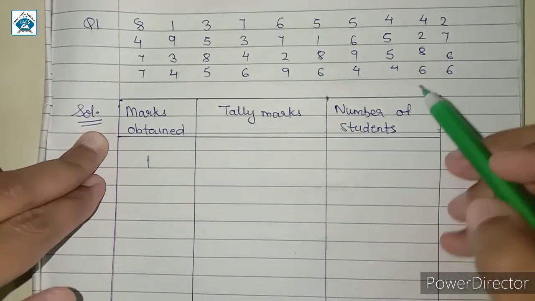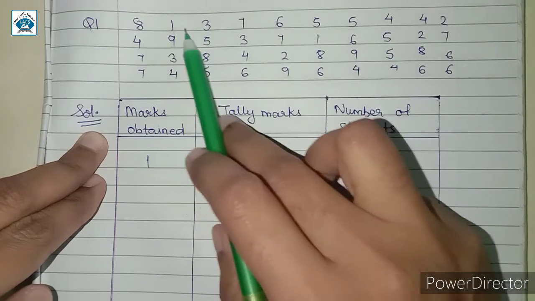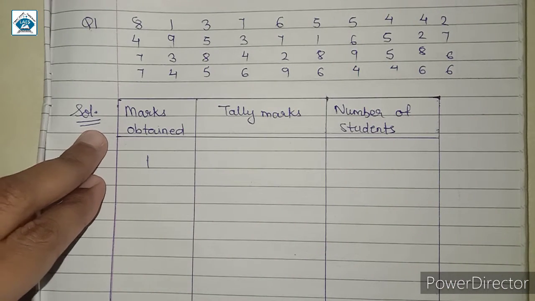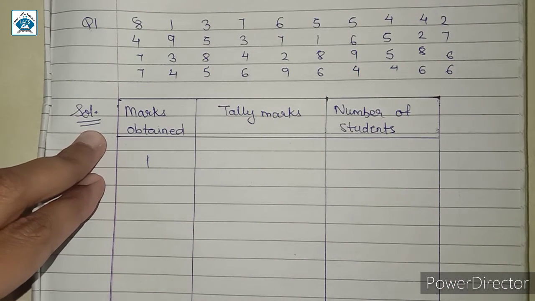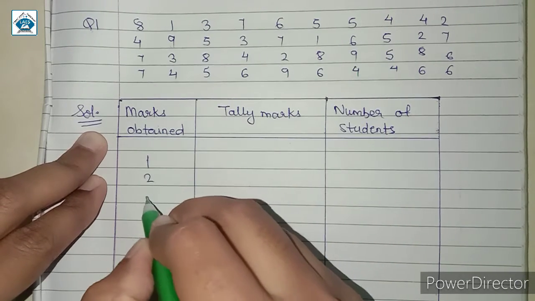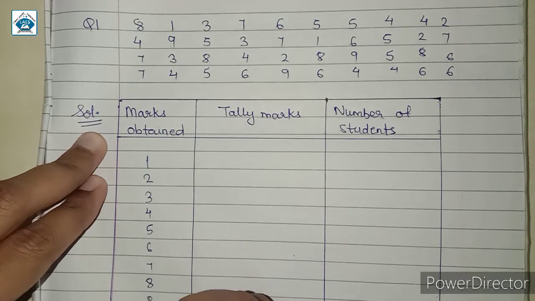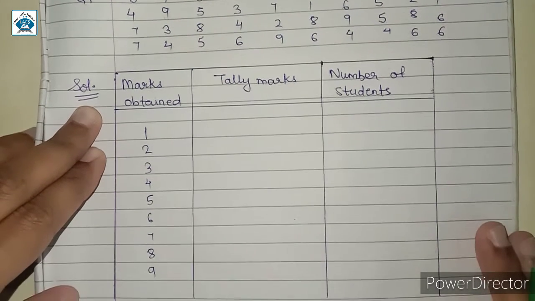And here there is no number greater than 9. We have 9 but we don't have 10. So there is no number bigger than 9 and no number smaller than 1. So the range is between 1 and 9. So we will start from 1, 2, 3, 4, 5, 6, 7, 8 and 9. So this is our range.